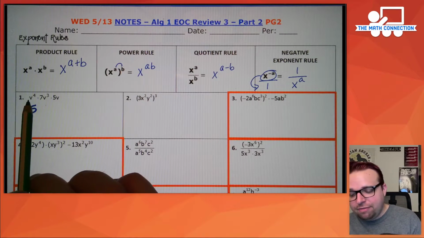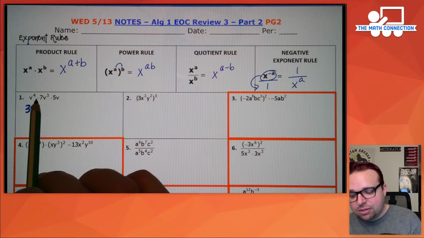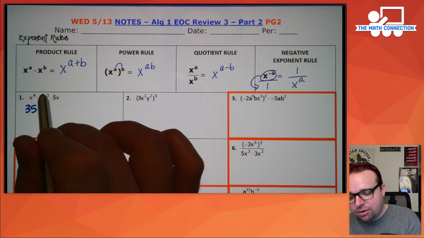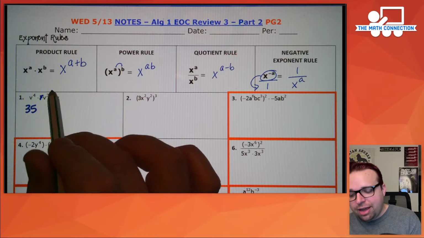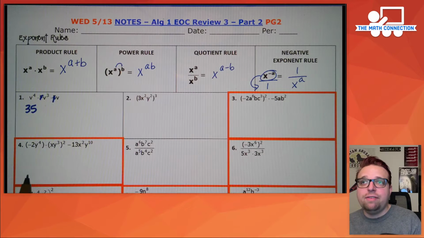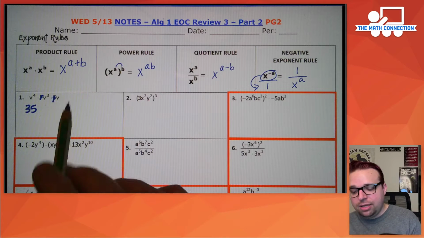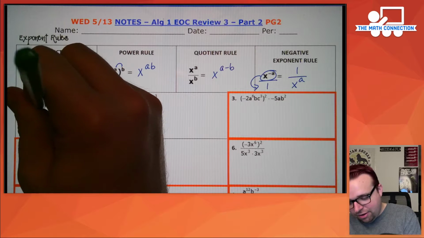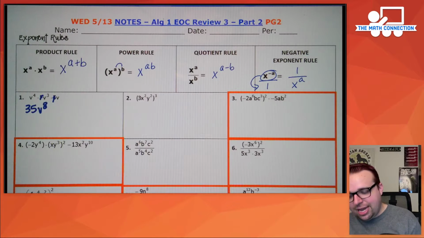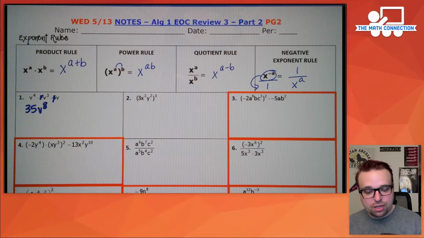So you have v to the 4th times, so I'm going to cross this out because I've done it already. Done. All you have is v to the 4th, v to the 3rd, and v to the 1st, and the product rule tells me I need to add them together. 4 plus 3 plus 1 is 8. 35v to the 8th power. Done. Okay.